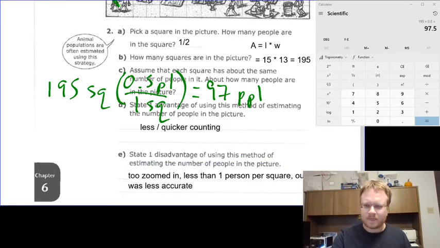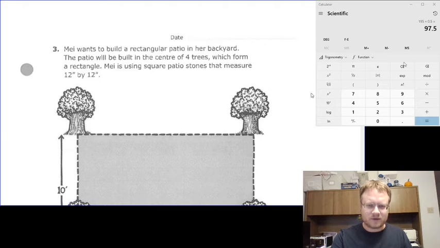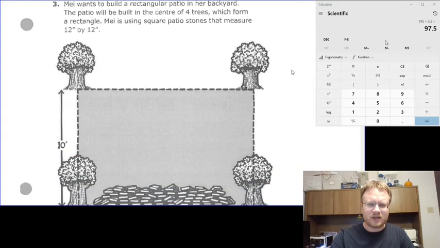All right. Let's take a look at another example. May wants to build a rectangular patio in her backyard. The patio will be built in the center of 4 trees, which form a rectangle.